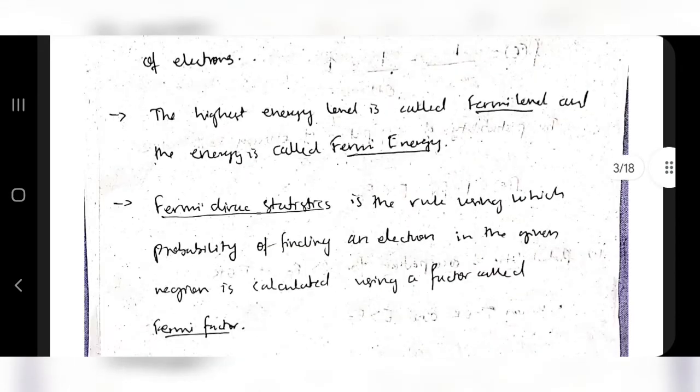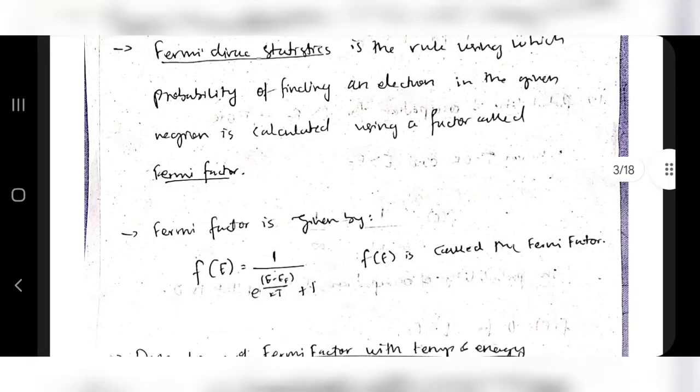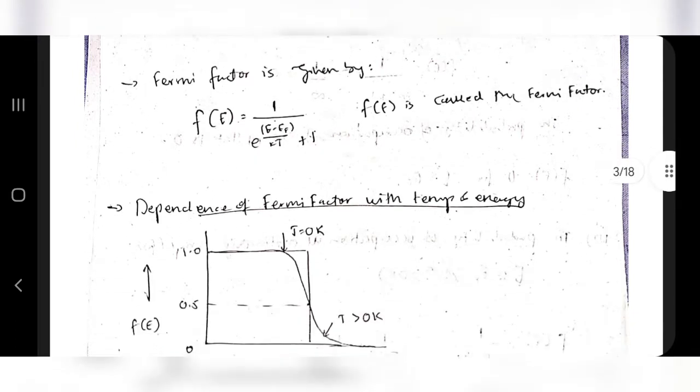The highest energy level is called the Fermi level, and that energy is called Fermi energy. Fermi-Dirac statistics gives us the probability of finding an electron in a given region, calculated using a Fermi factor. The Fermi factor's formula is this one: Fermi factor F(E) is equal to 1 by e power (E minus EF) by kT plus 1. That's the Fermi factor.